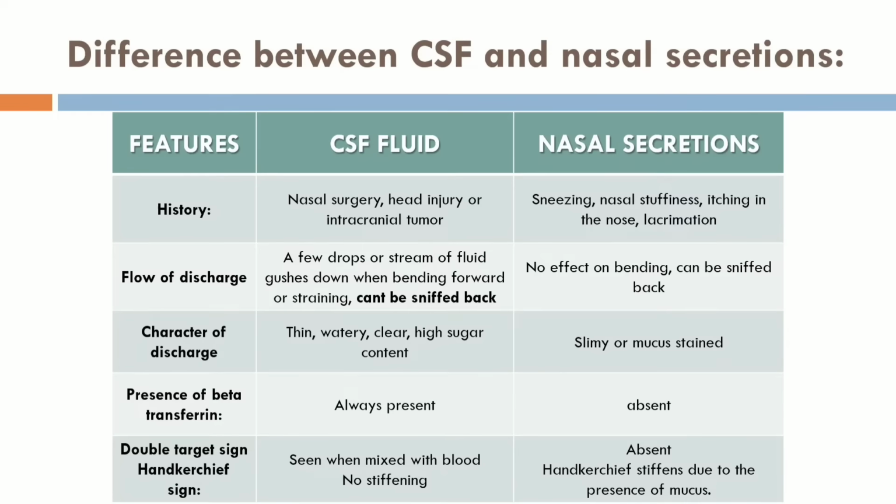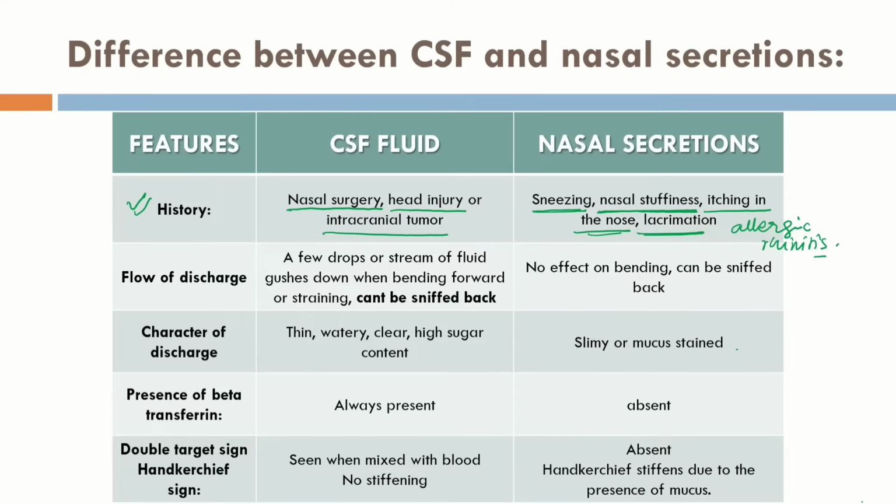Next one, how to differentiate between the normal nasal secretion or normal nasal rhinorrhea from CSF rhinorrhea. So you have to take the CSF in a container and send it for biochemical examinations. History, mostly in CSF rhinorrhea there may be history of nasal surgery, head injury, or intracranial tumor. Obviously that can be spontaneous in nature also, but okay. Then nasal secretions is associated with sneezing. This is not associated with sneezing rather. And in nasal secretions, nasal stuffiness will be there, itching in the nose will be there, lacrimation will also be there, means the features of allergic rhinitis may be there.